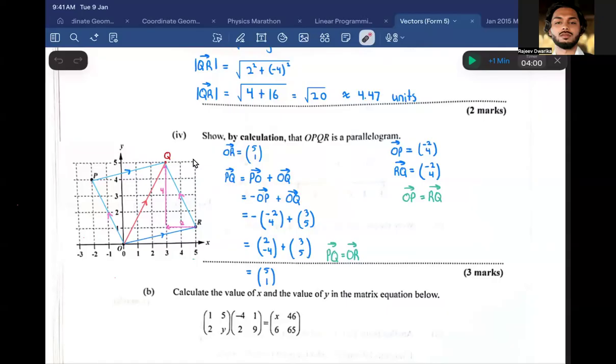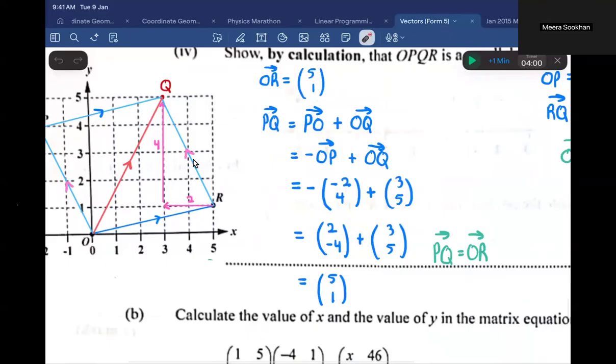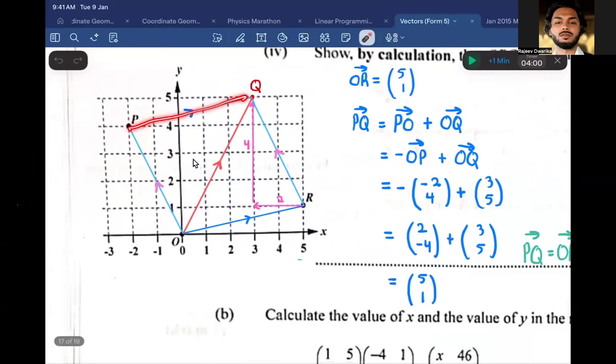Mira, you say you know it's a parallelogram. If a shape is a parallelogram, it means the opposite sides are equal, and not just equal, they are parallel. Parallel, they are equal, and they have the same angles.